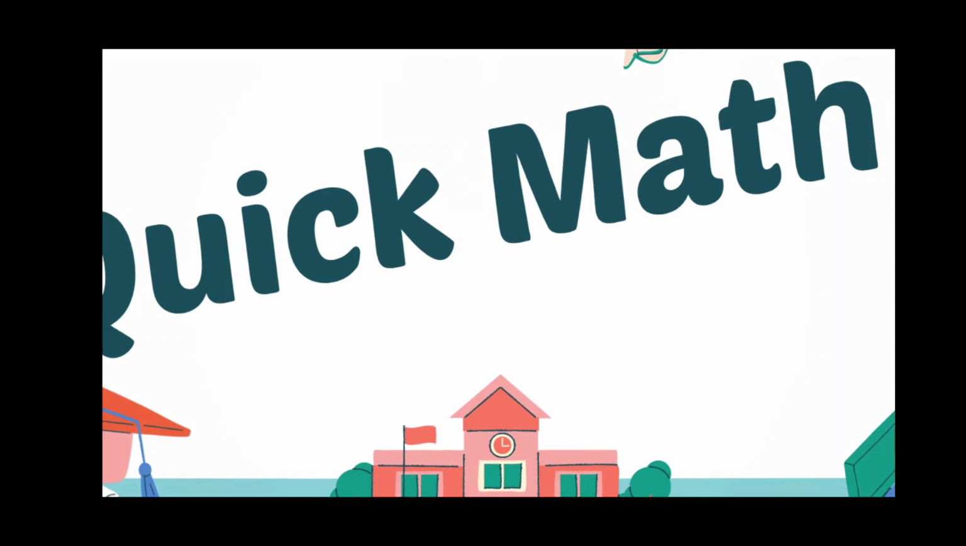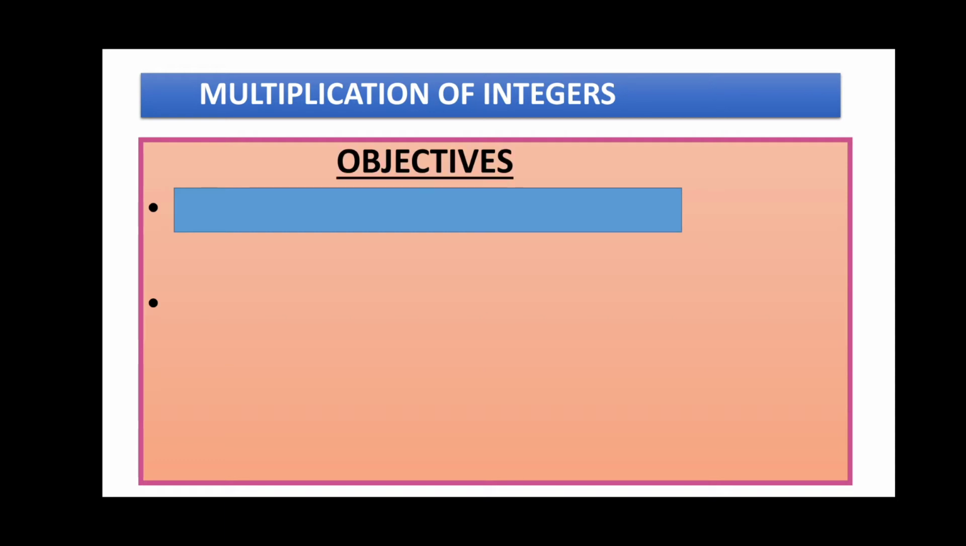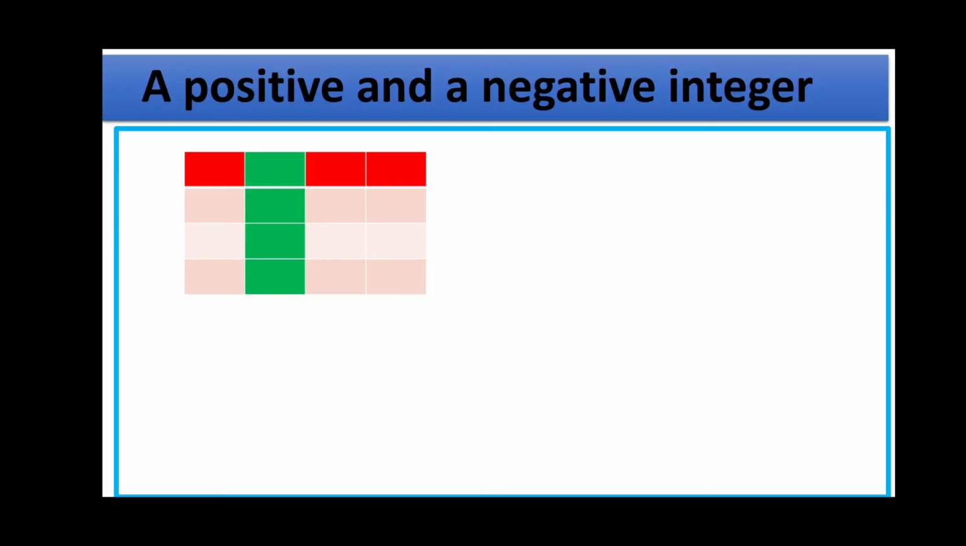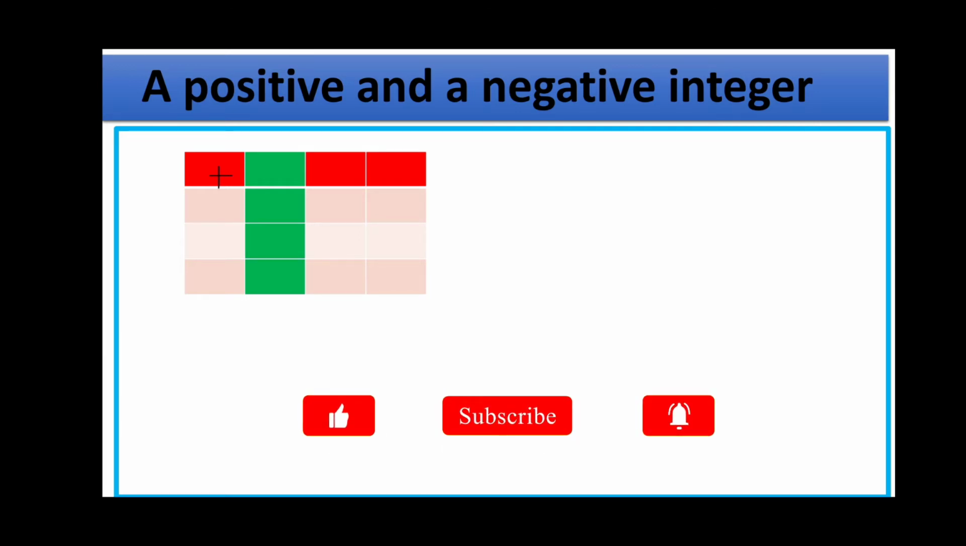In today's session, we are going to find the multiplication of integers in three ways. Let us see the objectives. So let us start today's session. The first is a positive and a negative integer. How to make the product of a positive and negative integer.